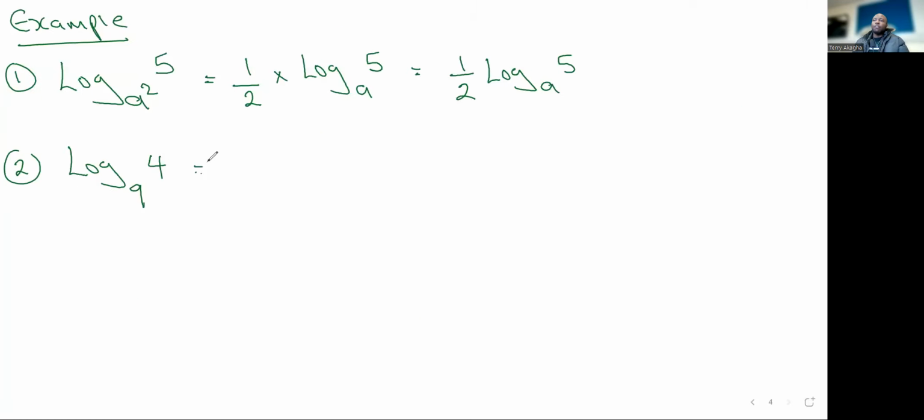So we can break down 4, and 4 is going to give us 9 raised to the power 2. So we can bring this 2 down, and that will give us 2 log 2 to base what? 9. So now we've gotten that.